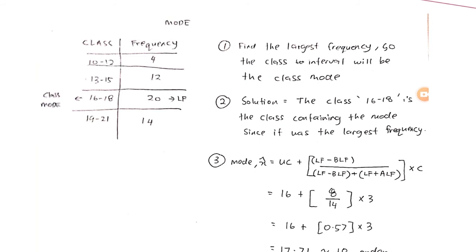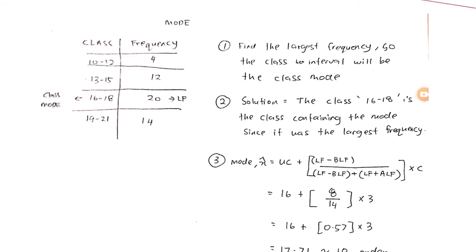As we can see at the table, 20 is the largest frequency. So next, number 2, the next step is the solution. The class 16 until 18 is the class containing the mode, since it has the largest frequency. So the third step is we need to make a calculation of the mode using the formula.